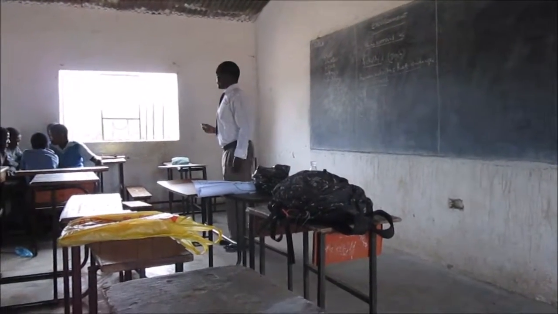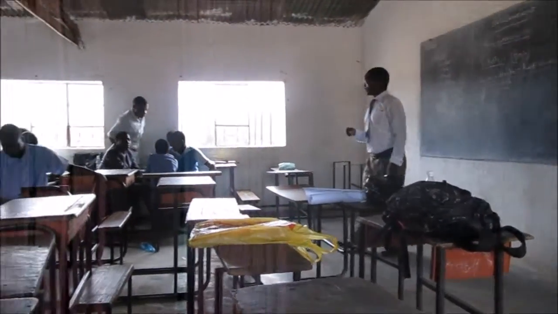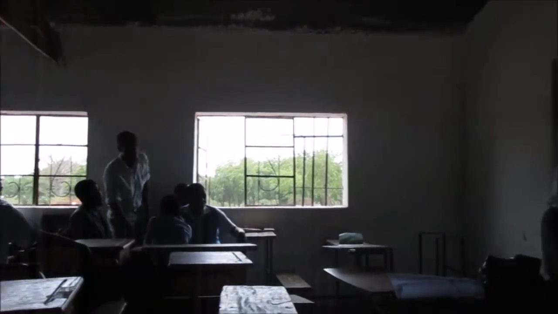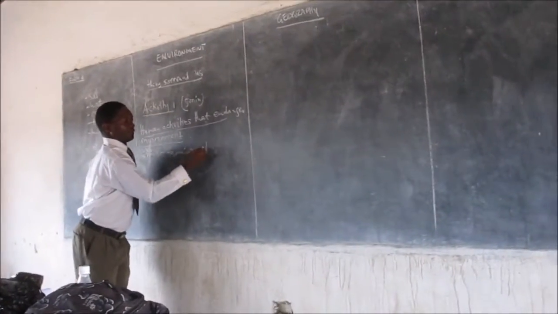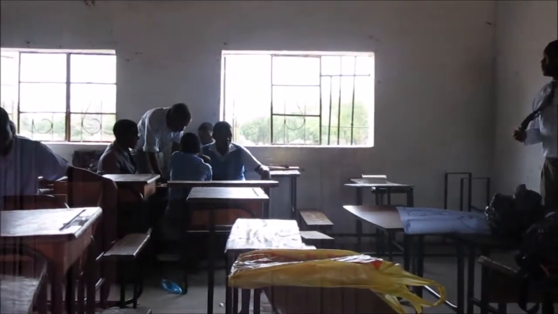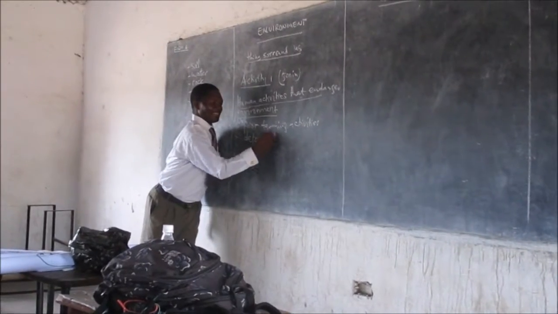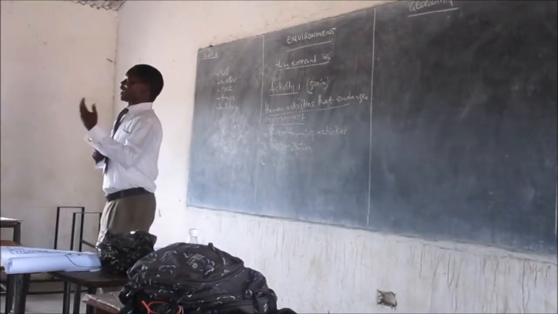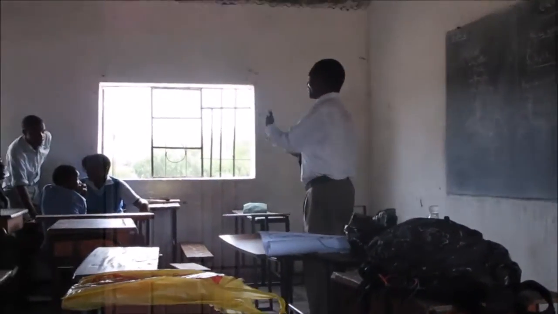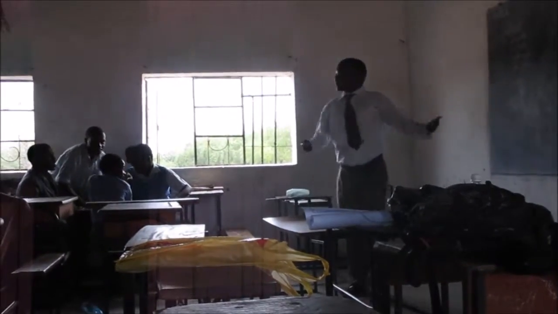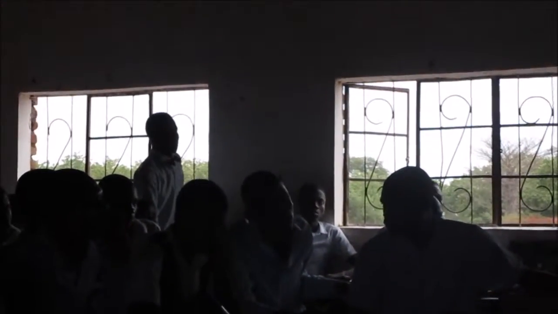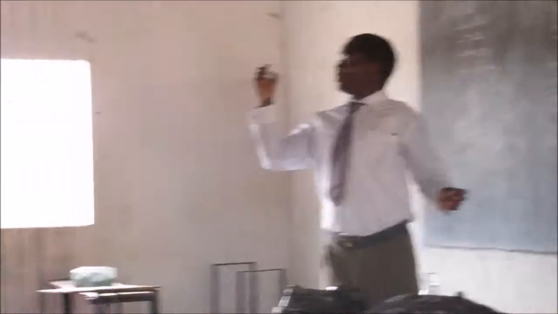Yes, group one, just read what is there. Cutting down trees, for example. There's no cutting down trees, but what we are saying is deforestation. Okay, thank you. Have a seat. Let's have group two. Setting bushfire. Group three. Overstocking.